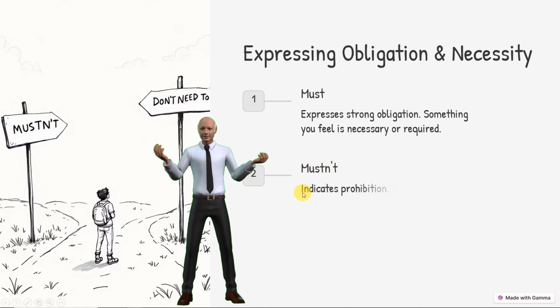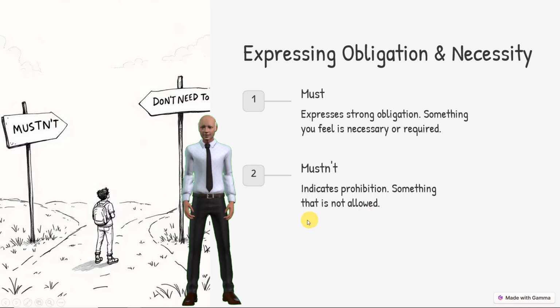Mustn't indicates prohibition. Prohibition is something that is not allowed. You mustn't park here. You mustn't write in your textbook. Things like that, maybe.